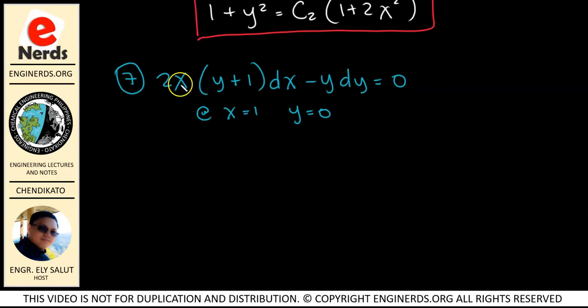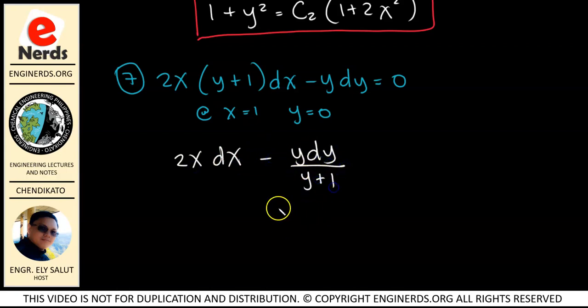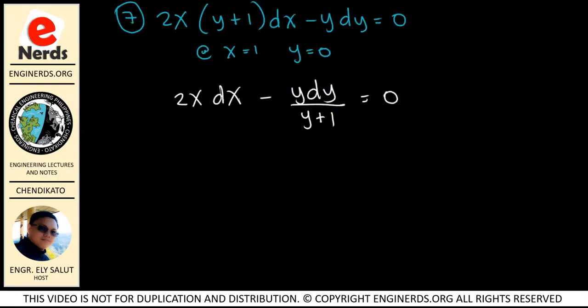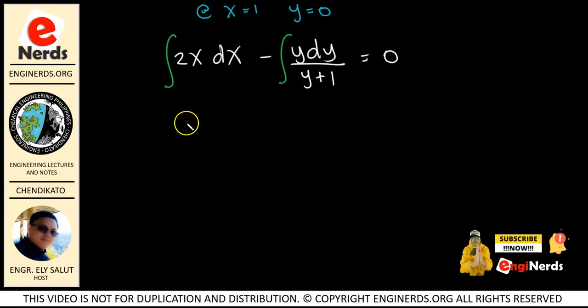So, ang una natin gagawin, pagsasama-samahin natin yung mga x kasama yung dx at lahat ng y kasama yung dy. So, we will have here 2x dx, okay, minus y dy over y plus 1. Okay, and this is equal to 0. Okay, so what we can do next is to take the integral of our terms. Okay, so the integral of 2x dx will be 2x squared over 2. Okay, and we know that our 2 will be cancelled out.